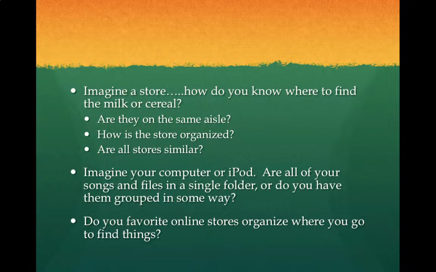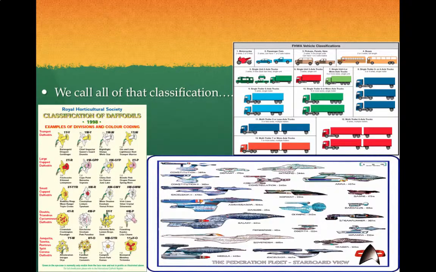Are all of your songs and files in a single folder, or do you have them grouped in some way? Do you have favorite online stores that organize where you go to find things? All of that is classification, including how we classify vehicles or daffodils or even Federation starships.